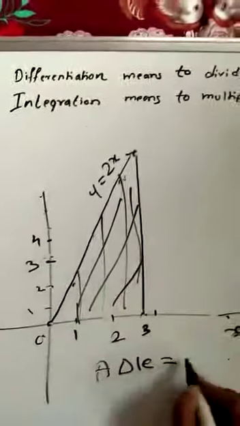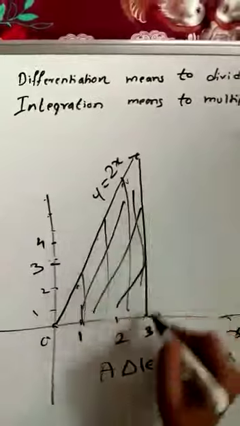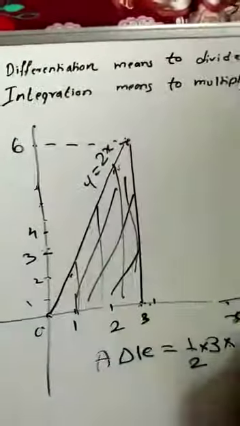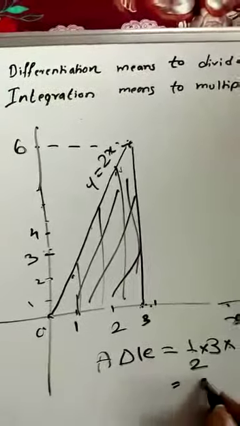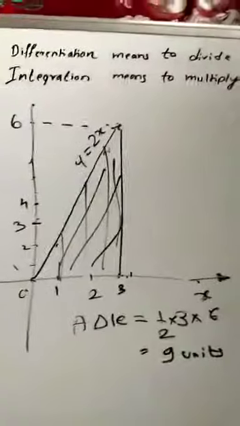Now what is the area of the triangle? Half of base, which is what? 3. What is the height? It is at 3, this value should be equal to what? 6, right? So half base into height gives us 9 units. Okay, 9 units is the area of the triangle.